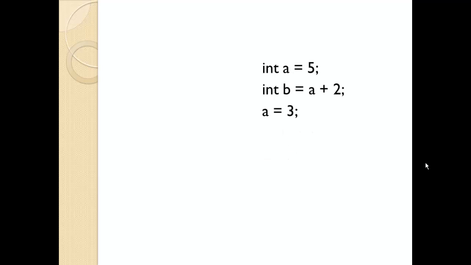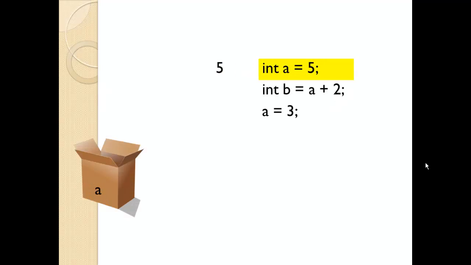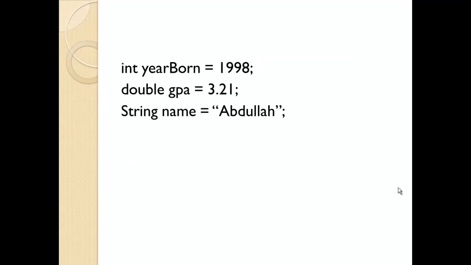We can put it all in one line: int a equals 5, or int b equals a plus 2. That line creates the box and puts 5 in it. There are actually a huge number of types of variables that you can use in Java, and we'll be able to even create our own as the semester goes on. But the three most basic ones are the ones we'll start with.